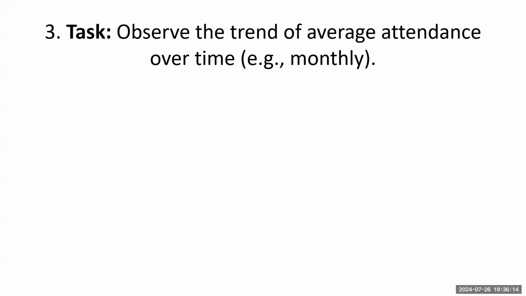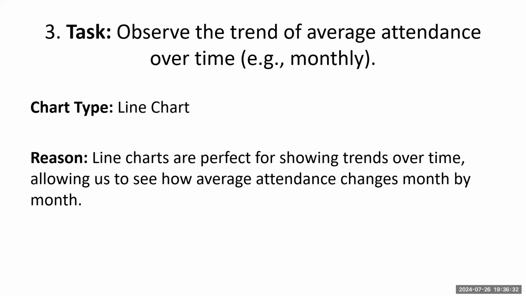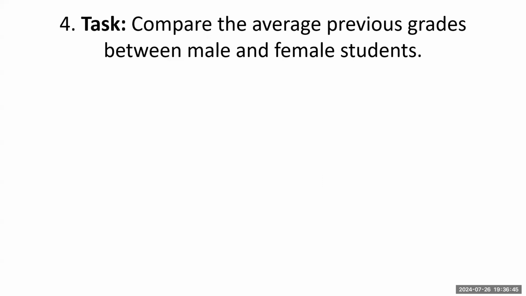All right. So here we're looking at trend, and we're looking at attendance over time. So definitely we are talking line charts. Line charts are perfect for showing trends over time, allowing us to see how average attendance changes month by month, in our specific use case. Okay, let's go to the next one.